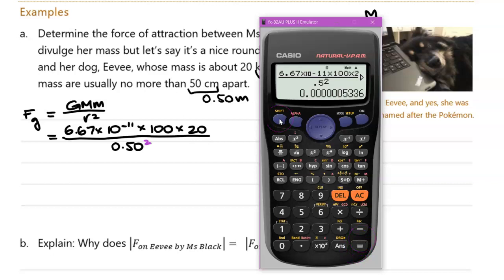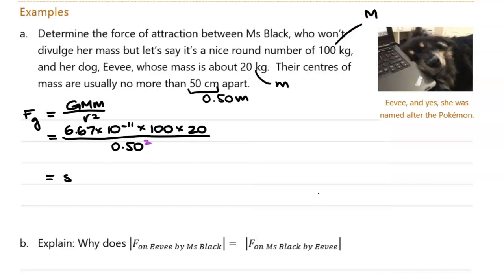Alrighty, so let's get that into scientific notation. And that will be, let's do it to 2 sig figs, 5.3 times 10 to the negative 7. Sorry, negative 7. That was a very small value, not a very large one. So that is very, very small. We're not going to notice a huge force between me and my dog.